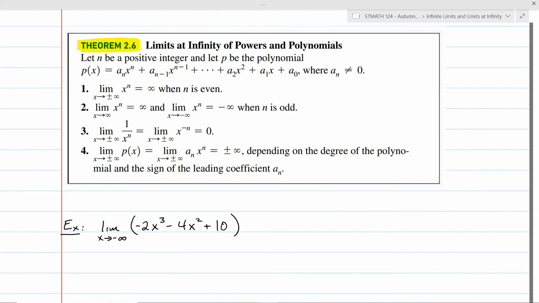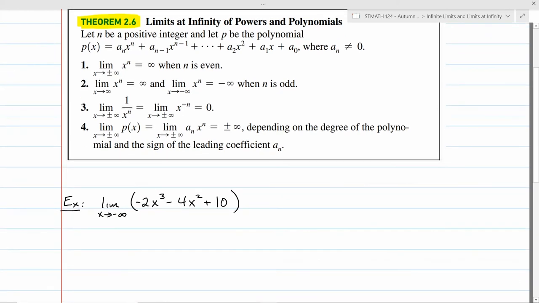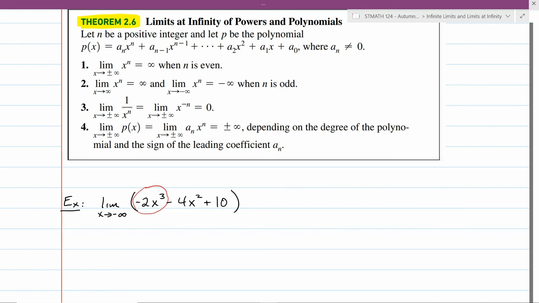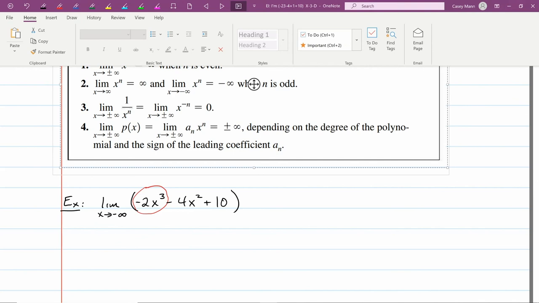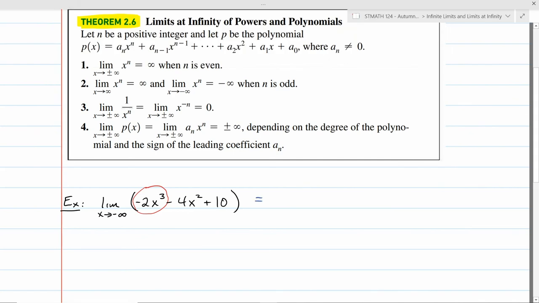Okay, so as an example of this, let's just take this polynomial here. What we figured out about polynomials is that all you really need to analyze is what's going on with the leading term. In this case, the leading term is negative 2x cubed. So for this limit, x is going to negative infinity, I just have to worry about negative 2x cubed.